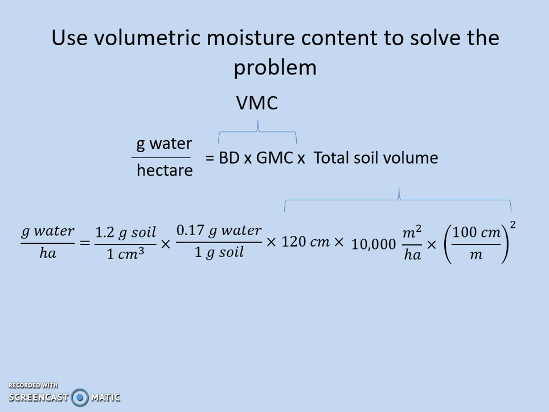Make sure the units cancel so that they are the same on the left of the equal sign as they are on the right, and multiply the values together to calculate the answer. From these calculations, we find that there are 2.4 times 10 to the 9th grams of water stored in 1 hectare to a depth of 120 centimeters. That's 2.4 billion grams of water.